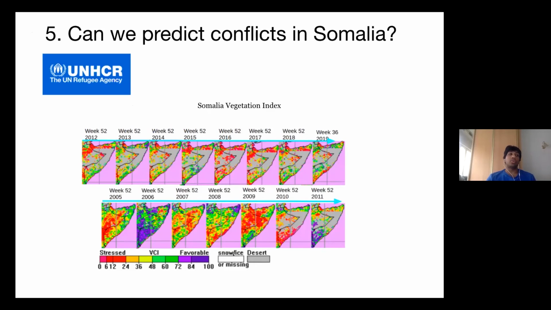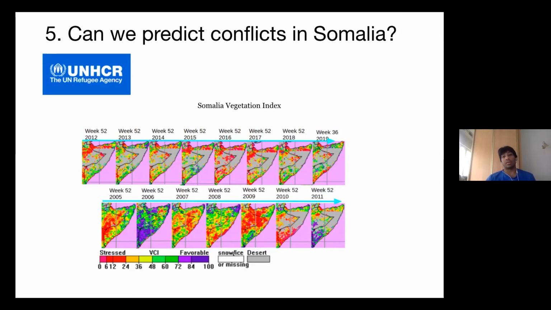And to do that, we worked with UNHCR. The human experts said, we think there is some correlation between conflicts and climate anomalies, like droughts, but we don't know exactly where it is, and can we model that? So we used satellite images. We can model the vegetation index, which identifies how fertile an area is.